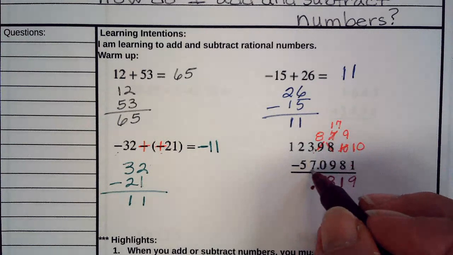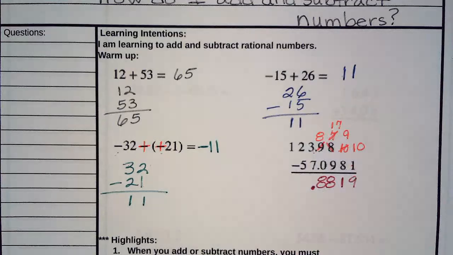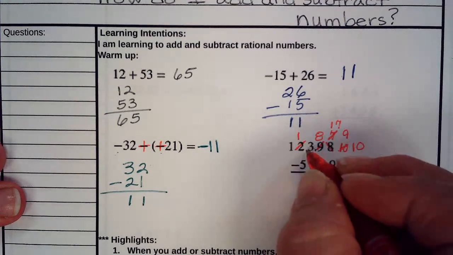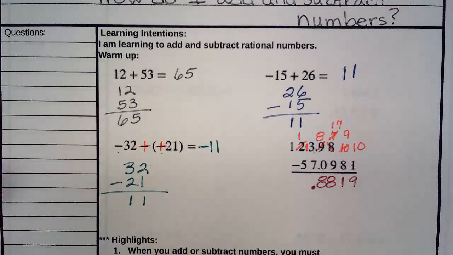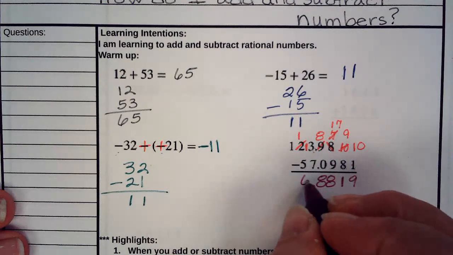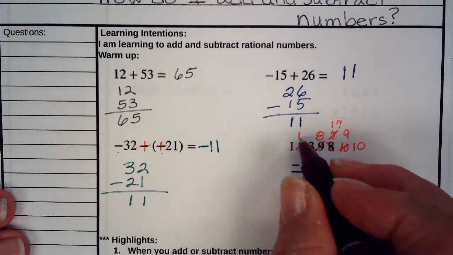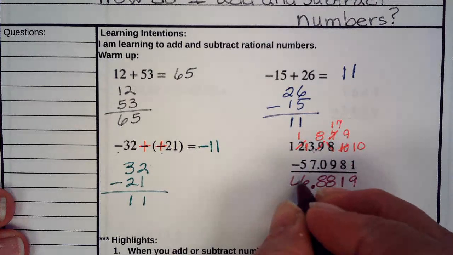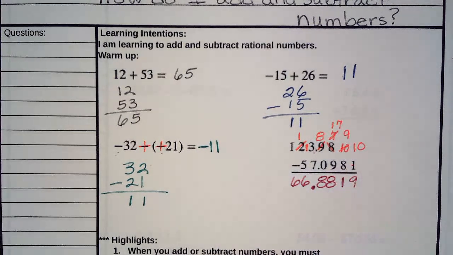3 minus 7. Uh-oh. Can't do it. I've got to borrow again. This becomes 1, and this becomes 13. 13 minus 7 is 6. Now, I'll put these two together. 11 minus 5 is 6 again. 66 and 8,819 ten thousandths.